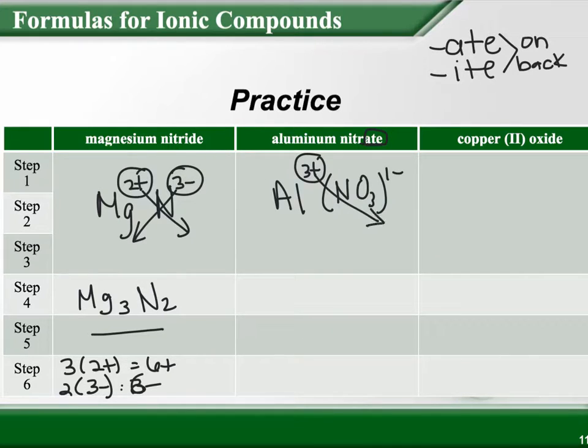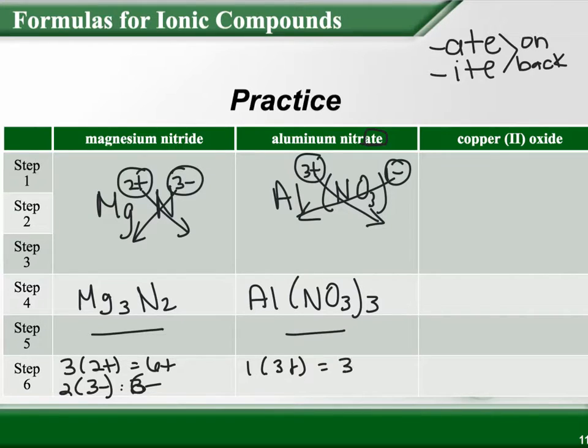Now we crisscross and rewrite. Aluminum received a 1, we don't write 1s, NO3, and then nitrate received a 3 from aluminum. I check to see if it reduces. It will not reduce because there is a 1 in the formula. And then I check to make sure they're balanced. I have 1 aluminum, and aluminum has a 3 plus charge. And then I have 3 nitrates, and nitrate has a 1 minus charge.